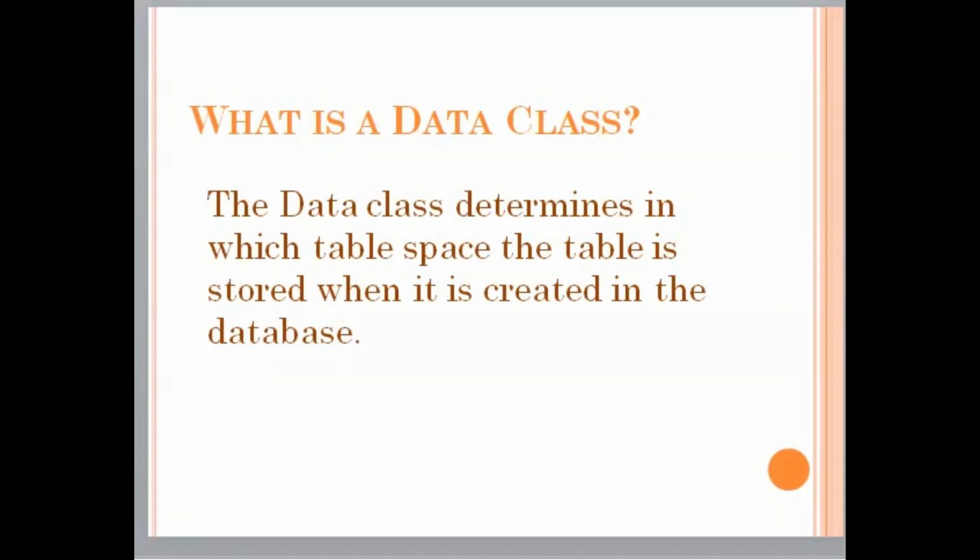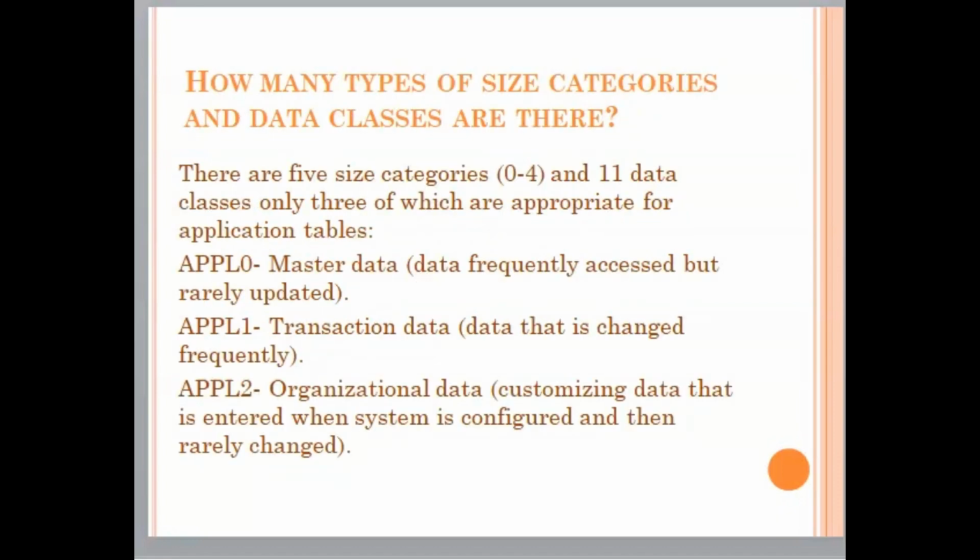What is a data class? Answer. The data class determines in which table space the table is stored when it is created in the database. How many types of size categories and data classes are there? Answer. There are 5 size categories, 0 to 4, and several data classes, only 3 of which are appropriate for application tables. Master data: data frequently accessed but rarely updated.